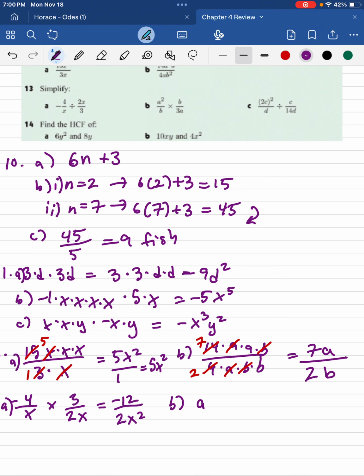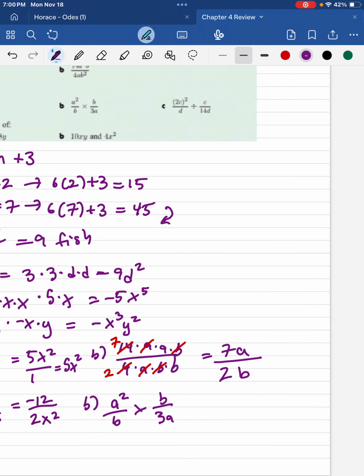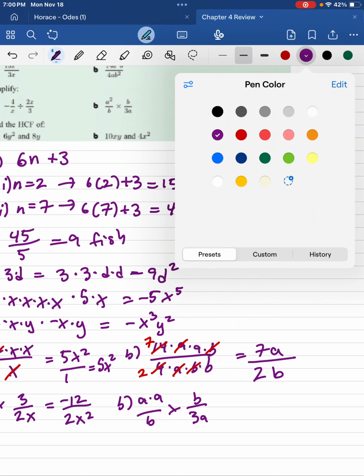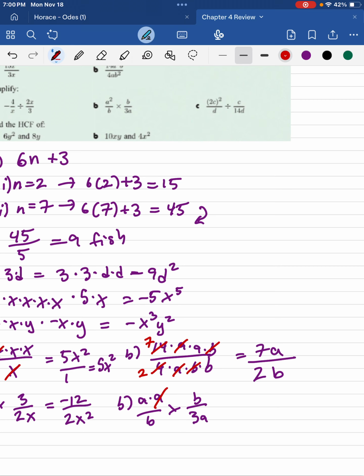Part B, I just keep the same thing, a squared b times b over 3a. I should probably rewrite this. A times a. If you want, you can just start canceling things right now. I know that this a and this a are going to cancel out, as well as this b and this b. Okay, so the only thing I have left is going to be a over 3.